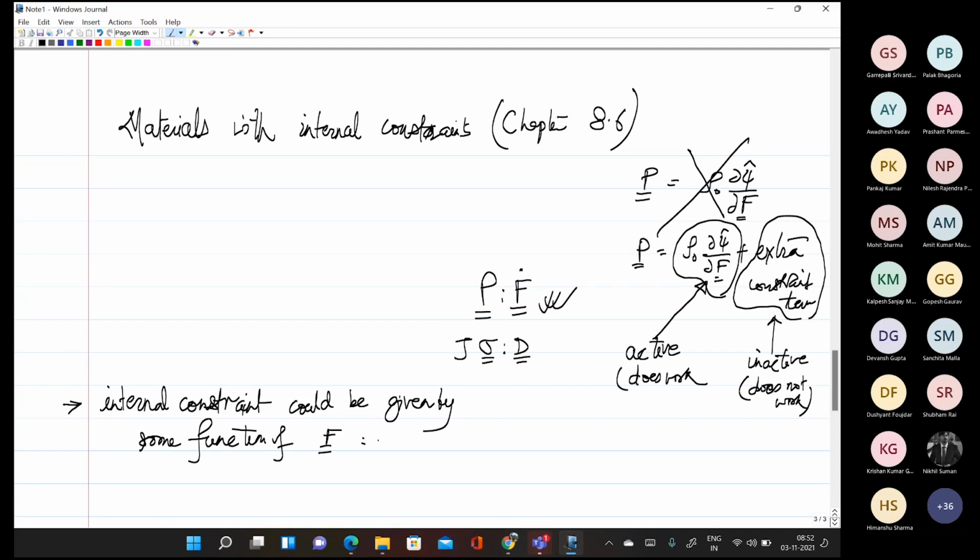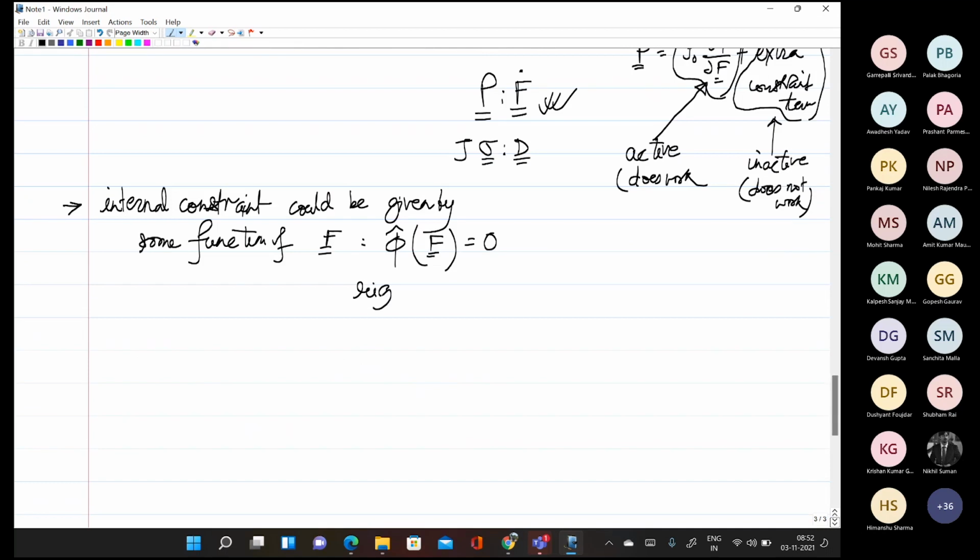For example, that function could be phi hat of F being equal to 0. And then the actual formula of phi hat will depend on what kind of constraint we are dealing with. For example, if it's a rigid body motion, so for rigid body motion, phi hat of F would be the following.